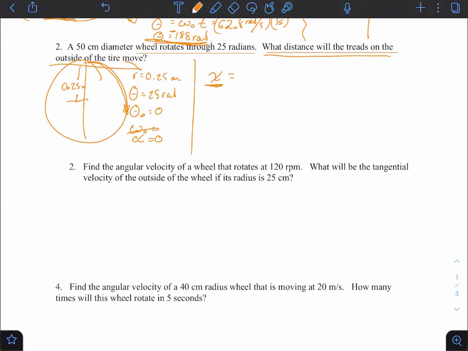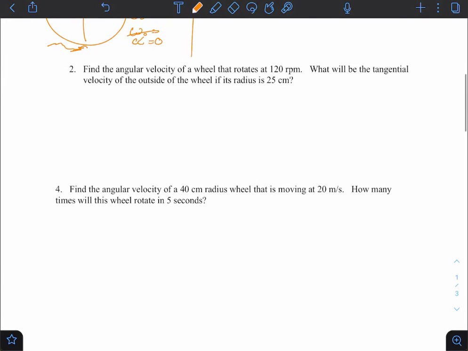But we're trying to find the linear distance that the treads will move, and that's equal to r times theta. We know r, we know theta. All you have to do is multiply them. So 25 times 0.25 should give you 6.25 meters. Done. Ooh, in a box. Done. 2.